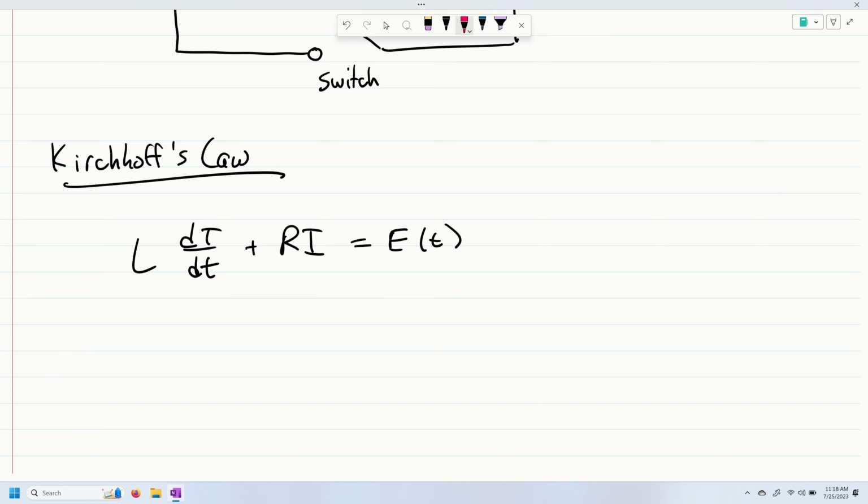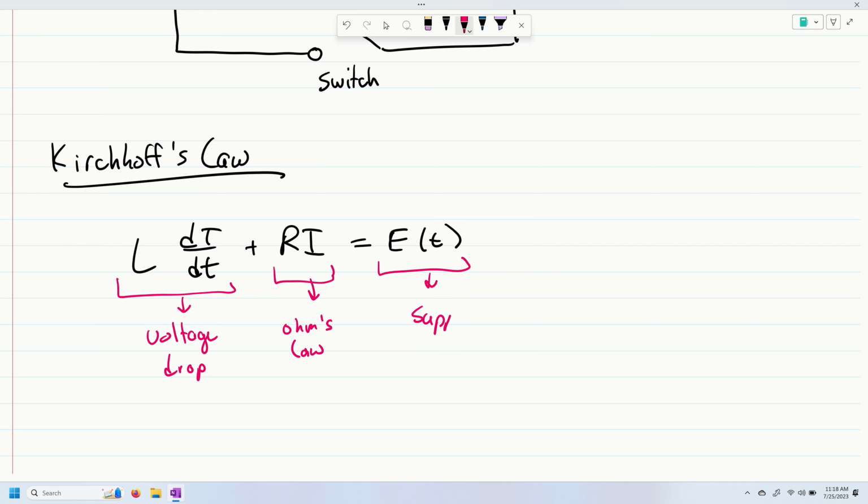So when we read this on the left-hand side, this is our voltage drop. This is part of Ohm's law that says voltage drop is due to a resistance times its current. And Kirchhoff says that the sum of the voltage drops is equal to the supplied voltage. Okay?